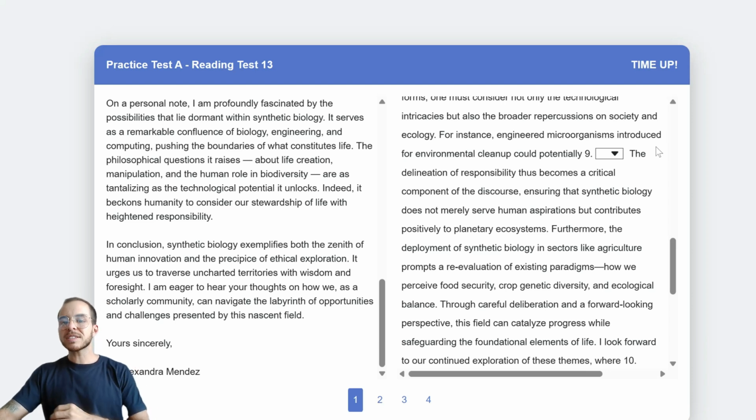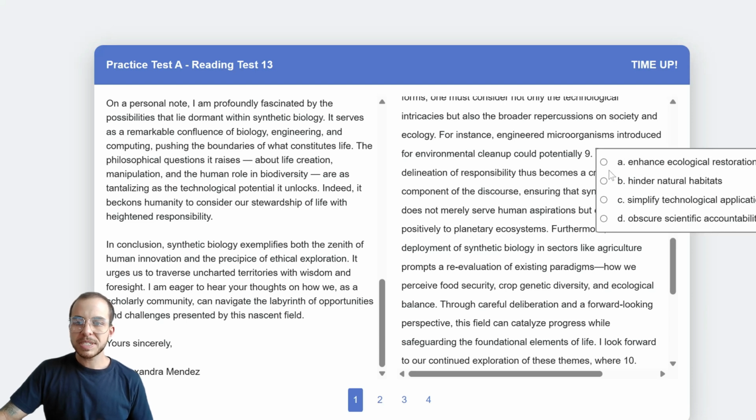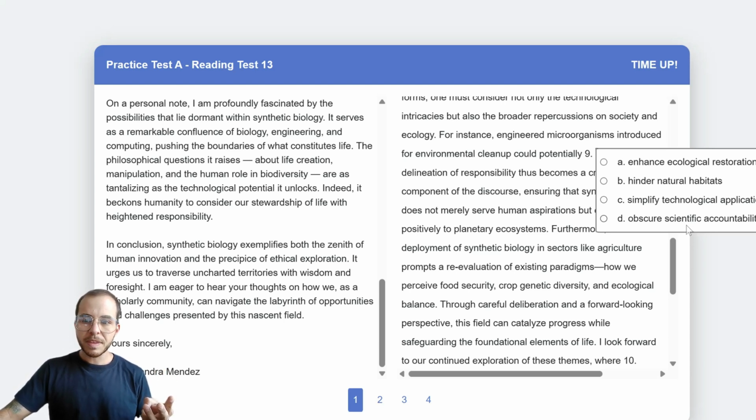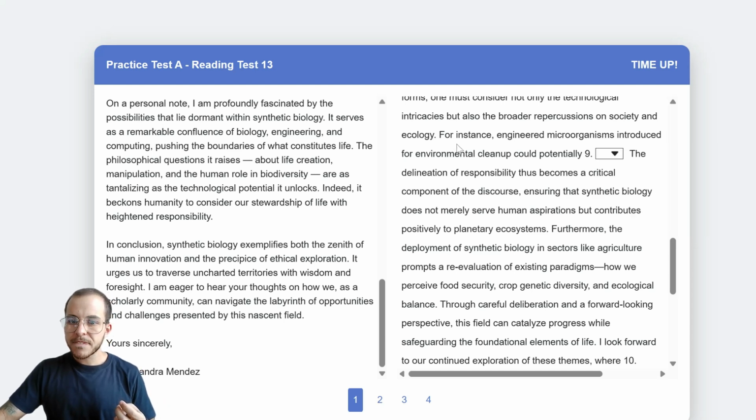Engineered microorganisms introduced for environmental cleanup could potentially do something. What could they do? They could potentially enhance ecological restoration, probably. Hinder? No. Simplify? Probably not. Obscure? No. Wait, let's check this. Engineered microorganisms in the environment for cleanup could potentially.